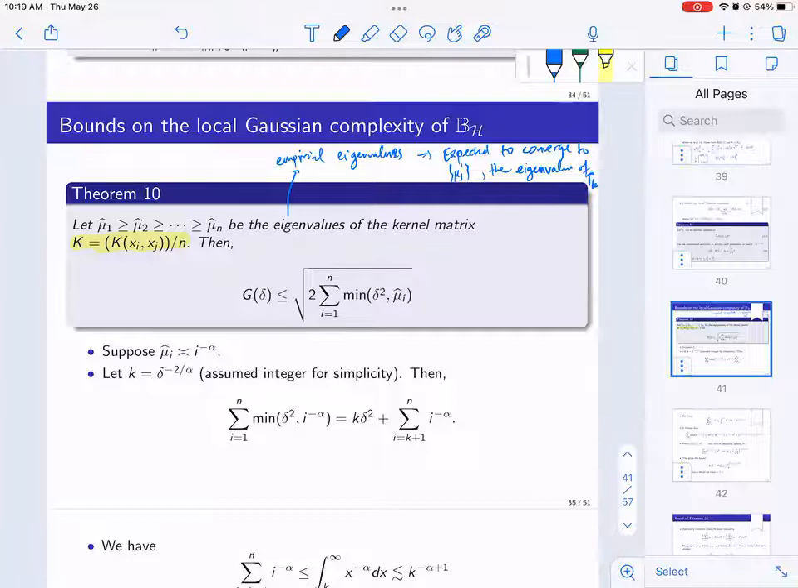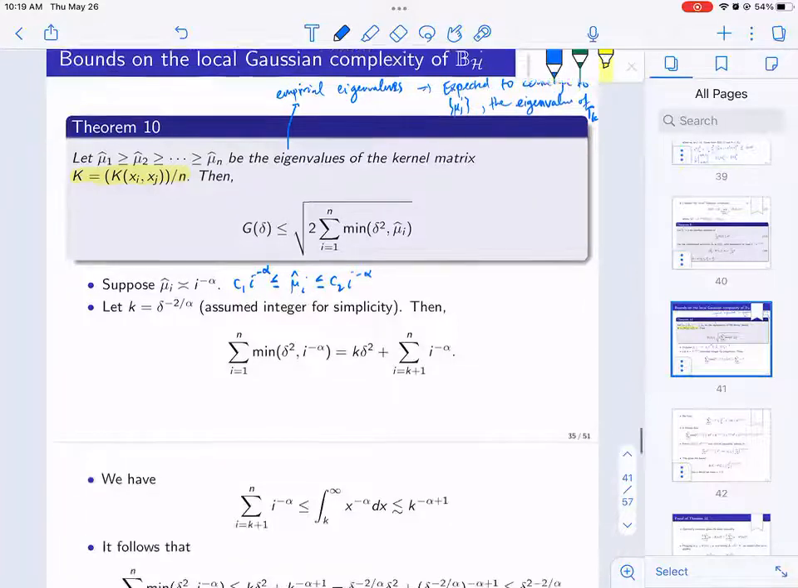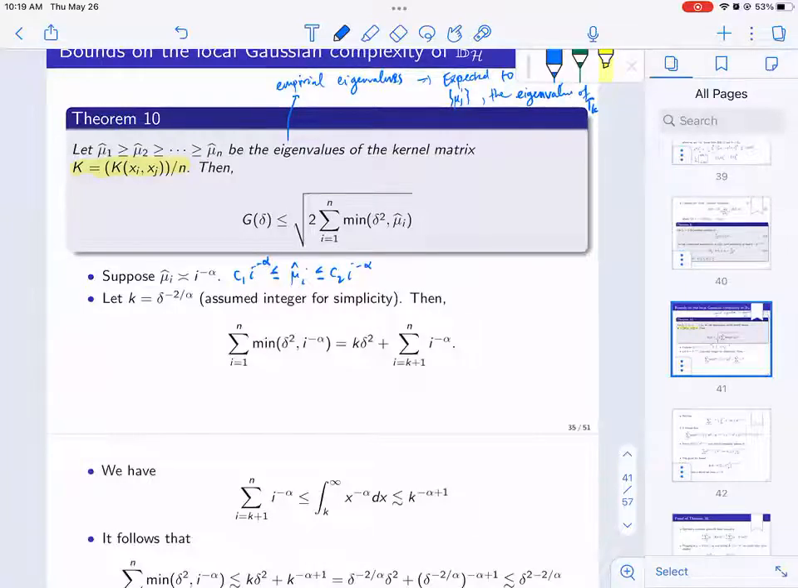So to see how this is useful, consider the case that mu hat j decays like this. So this is what this notation means. Mu hat i is such that there is a constant such that this is less than this, and there's another constant such that this is sandwiched between constant multiples of this. For example, for the Sobolev kernel, you expect alpha to be 2 here. Okay, so then I would have something like this.